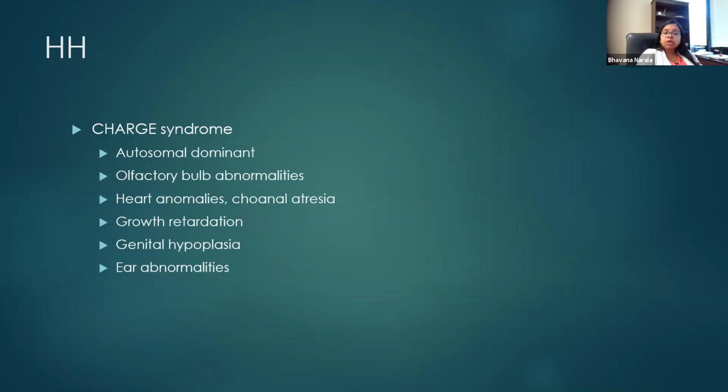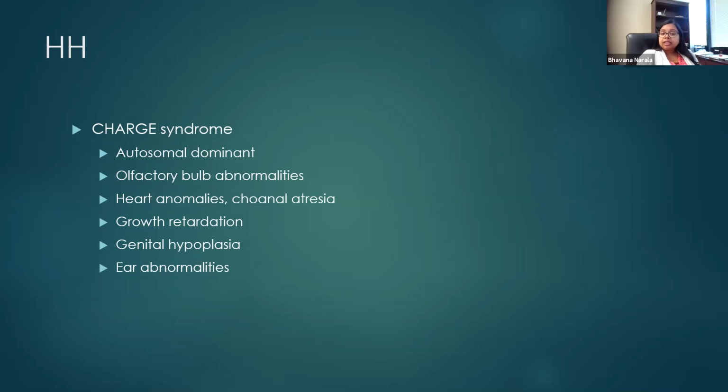And then CHARGE syndrome, autosomal dominant. They also could have olfactory bulb abnormalities, but they also have heart anomalies, choanal atresia, short stature, and then genital hypoplasia, ear abnormalities. So the reason I put all these is just so that, if you have somebody with hypogonadotropic hypogonadism, definitely think about syndromes too, as well as other transcription defects and acquired forms. So you definitely don't want to miss a craniopharyngioma.